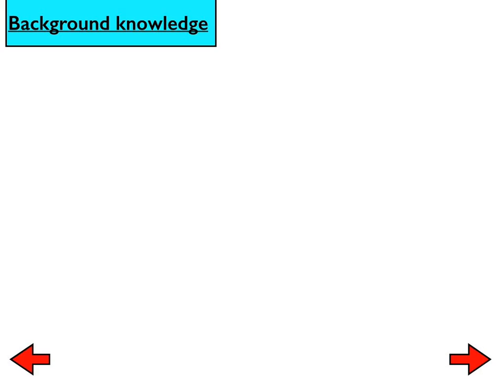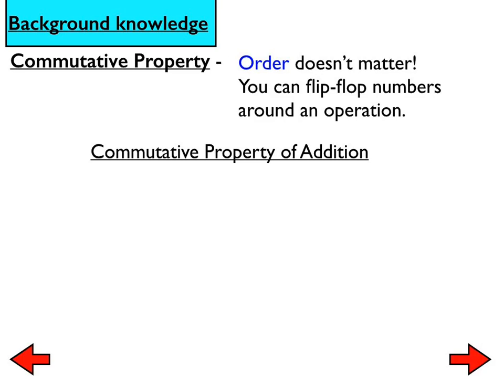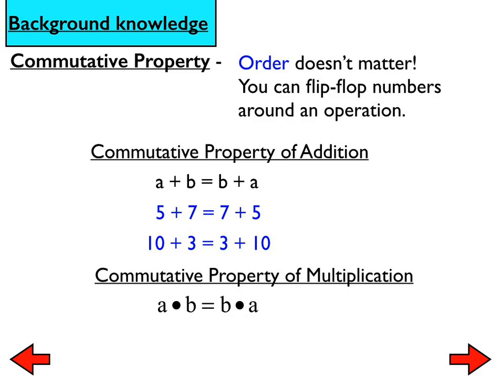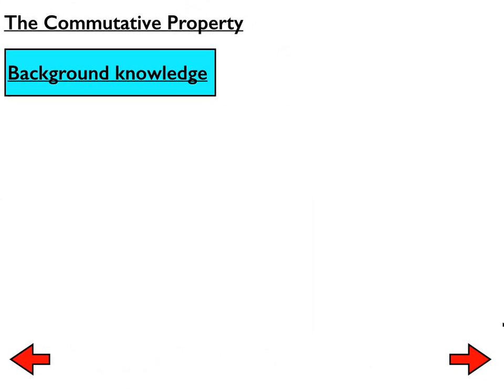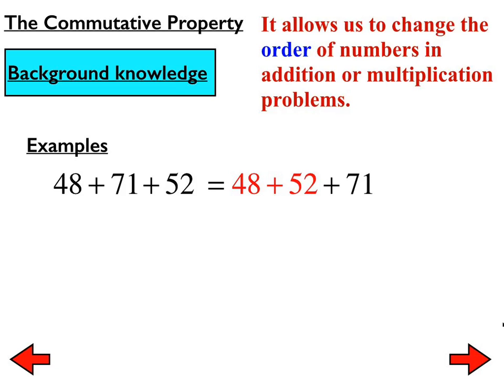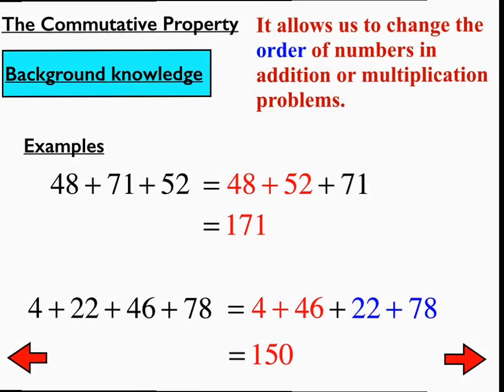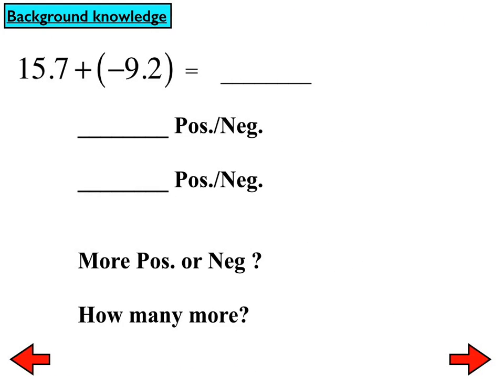All right, so a little bit of background knowledge. The commutative property says that order does not matter. In other words, if we have a problem with all addition or all multiplication, it's okay to add or multiply numbers out of order. We've done that many times. And once again, this allows us to change the order of numbers in addition or multiplication problems. And these are examples that we talked about in day number 1. It's okay to do things out of order if all you have is addition or multiplication.